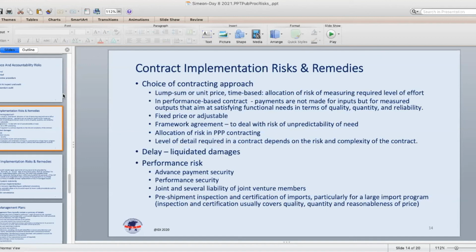Performance risk, advance payment security. Okay, that's to ensure that the advance payment is used for the intended purpose. Performance security. Joint and several liability of joint venture members. I think everybody knows what that refers to. That means the procuring entity, in the case of a default, can go after the joint venture or any individual members of the joint venture for the totality of the liability. And there are others like pre-shipment inspection that are mentioned here as well.